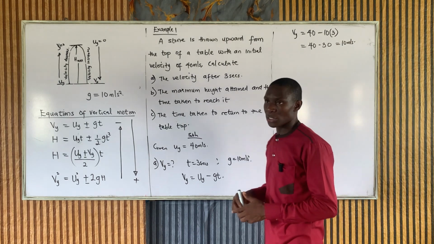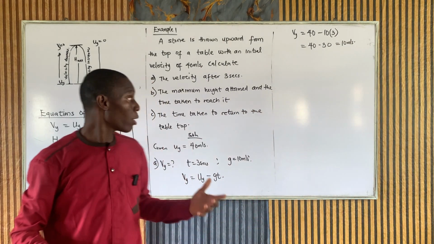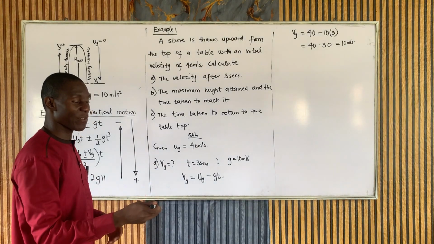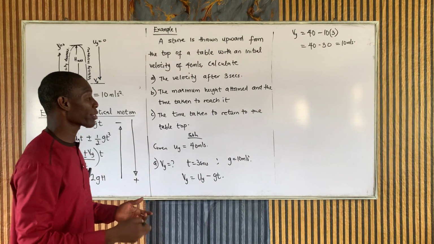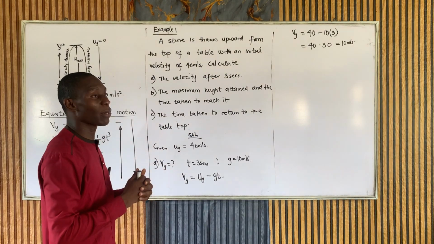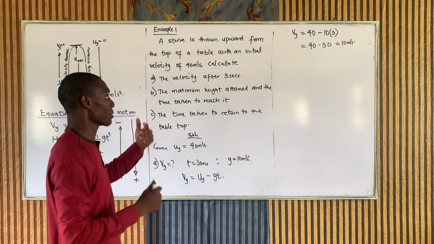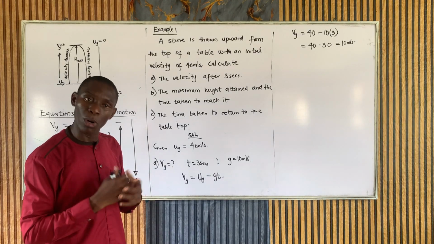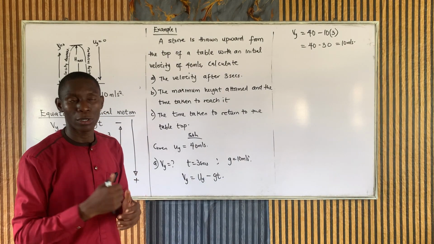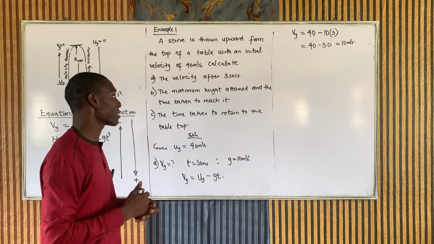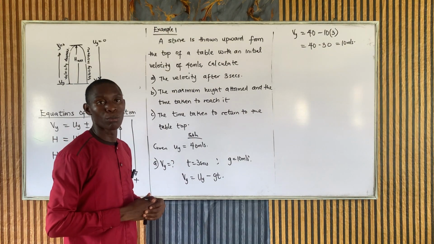Now, I want to ask one question. Looking at this question, the object was first thrown upward with a velocity of 40 meters per second. As it's going upward, the velocity kept on reducing until it becomes 10. The question I want to ask, first of all, do you think this object, after these 3 seconds, will it still move upward or it won't? What will be your answer? I would like you to drop your answer in the comment section. Well, it would move upward.